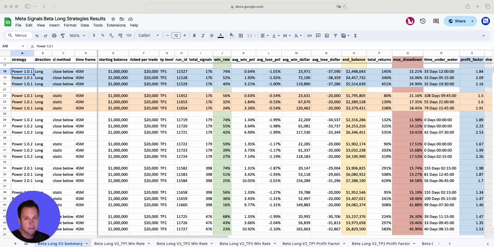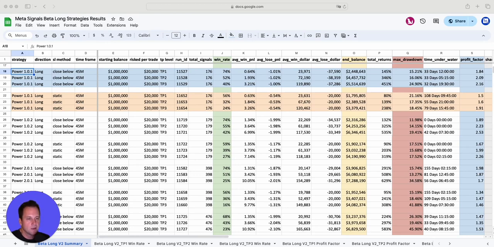This is the MetaSignals Beta Long Strategies results Google Sheet. It's available in the historical results channel of the Discord. Before you trade the alerts, I highly recommend that you come and look at this data and understand the performance metrics of the different strategies and plan out in advance which strategies you'll be trading and which ones you'll be ignoring.